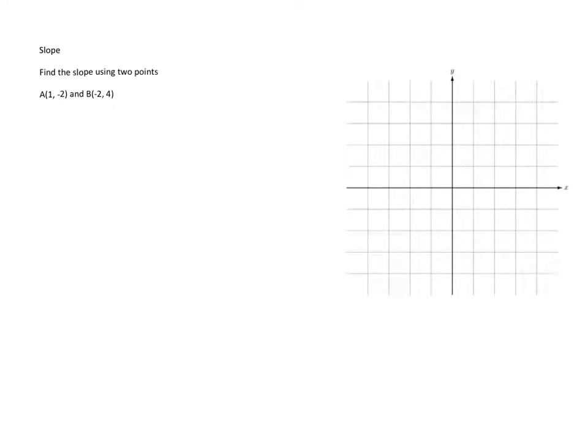So if we take a look at this grid, I'm going to plot the points, and eventually we'll do it with the formula so we don't have to plot the points, but this is the background for it. I have to plot a point at (1, -2), which would be right here, and at (-2, 4), which would be up here, and we want to find the slope of that line. So let's draw that line in.